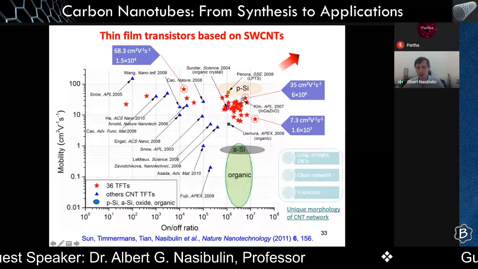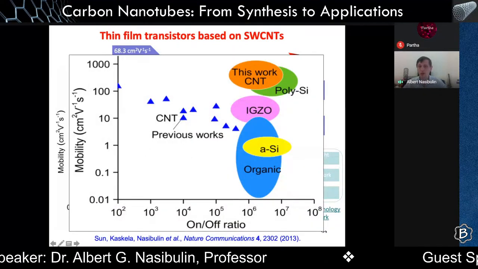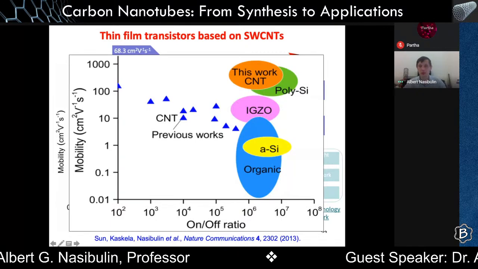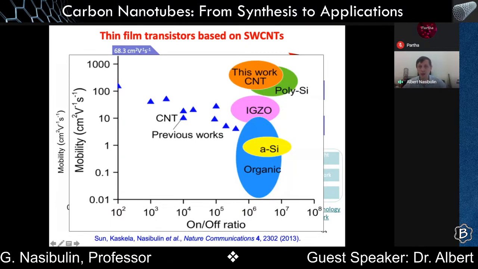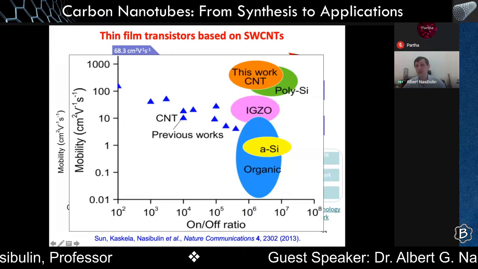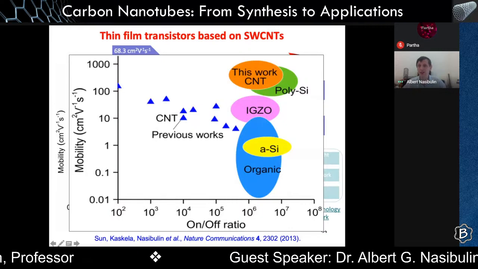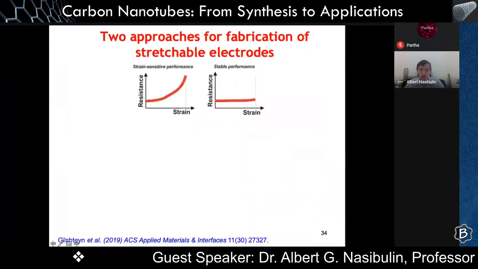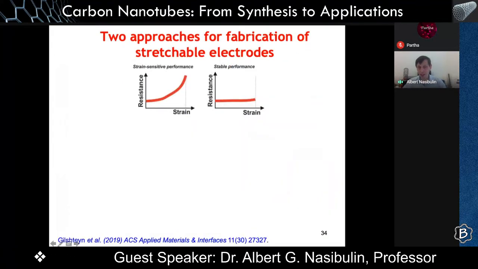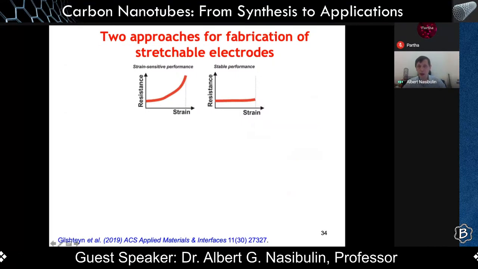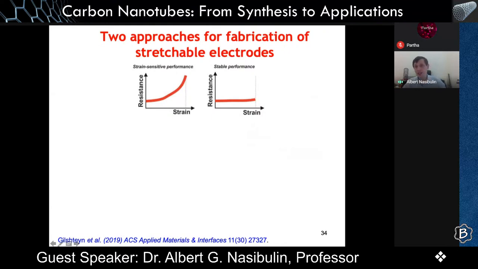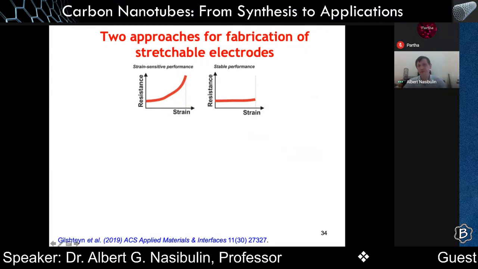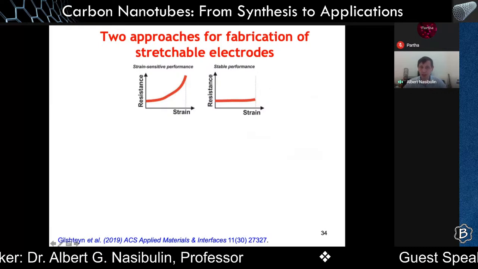So that's why a few years later, we improved the process. We were able to make a fully single-walled carbon nanotube transistor where even the source and drain were made of carbon nanotubes, and the gate also. And then we were able to get field effect transistors with performance close to polycrystalline silicon, even better in mobility terms. So that's one application. That's a so-called old school application. How about applications in the future, say in stretchable electronics, which does not exist yet, but we believe is going to happen soon.